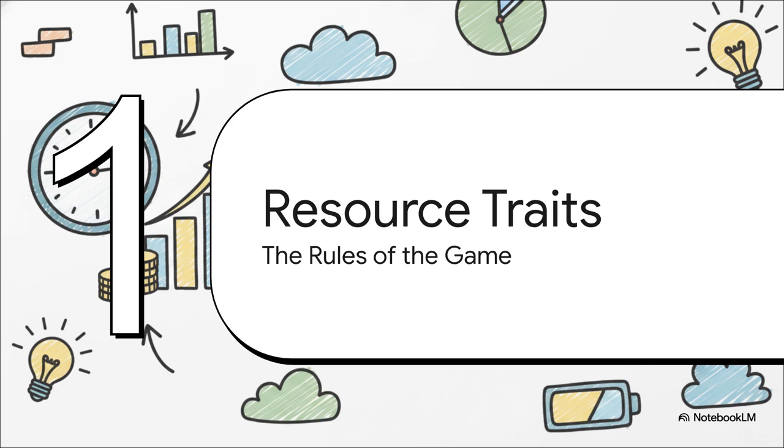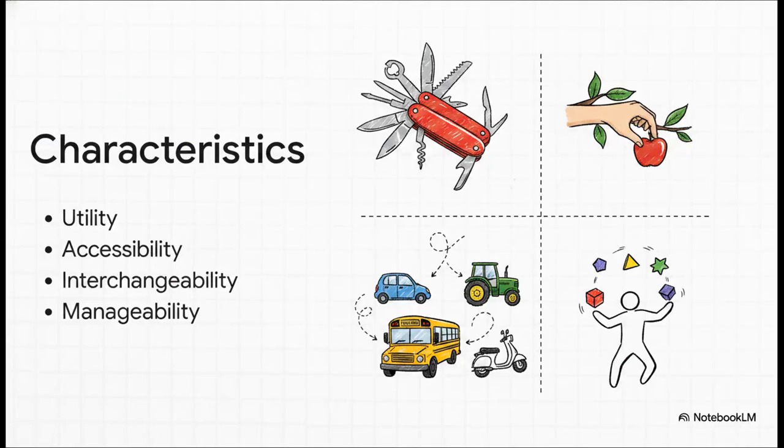Okay, section 3, traits of every resource, the rules of the game. Every single resource out there shares 4 key characteristics. First up is utility, which just means its usefulness. Second is accessibility. How easily can you actually get your hands on it? Third is interchangeability. I love the text's brilliant example here.